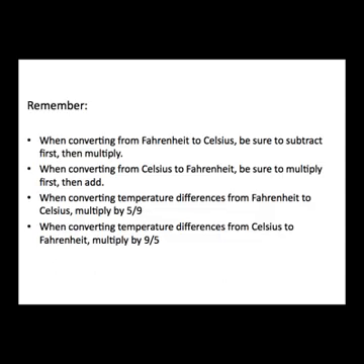Remember, when converting from Fahrenheit to Celsius, be sure to subtract first, then multiply. When converting from Celsius to Fahrenheit, be sure to multiply first, then add. When you're converting a temperature difference from Fahrenheit to Celsius, just multiply it by 5/9. When converting a temperature difference from Celsius to Fahrenheit, multiply by 9/5.